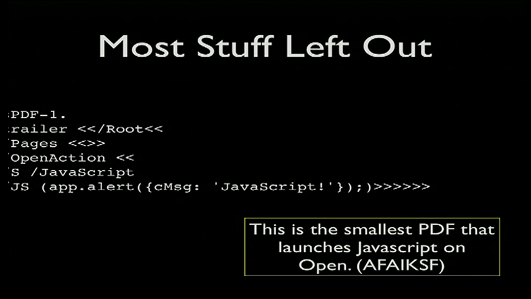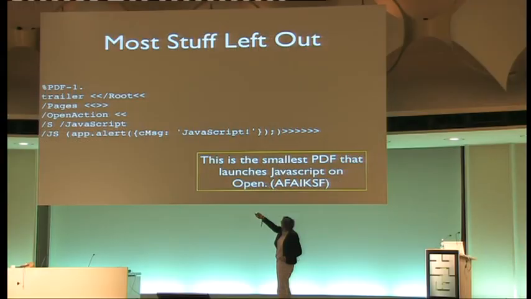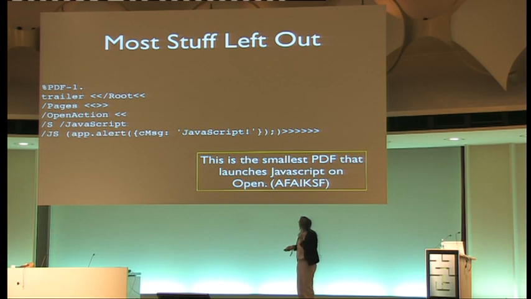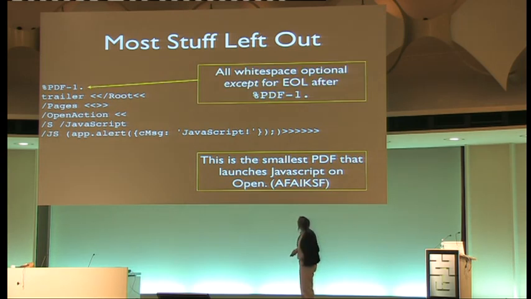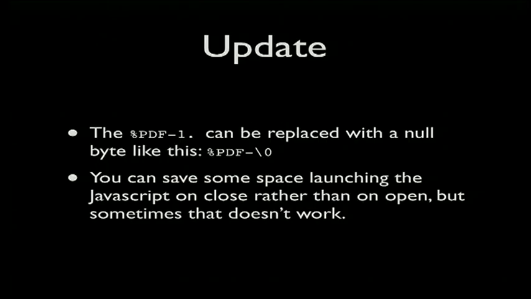Basically, there's the beginning of the file, there's the end of the file, and it says there's a root object with pages, no pages, rather. You have to have the pages, but you can have zero pages. And then you just have an open action that runs the JavaScript. Ta-da! That's about 75 bytes or something. There are two optimizations people pointed out to me: if you replace that with a null byte, then you can shave off 2 bytes. And if you also use the onClose action, it's a few bytes shorter than saying onOpen.